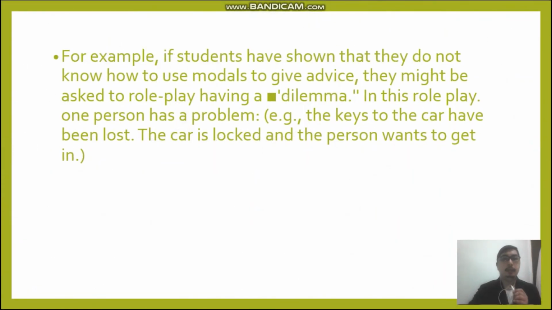For example, if students have shown that they do not know how to use modals to give advice, they might be asked to role play having a dilemma. There's somebody who's having a dilemma, like in this case, the keys to the car have been lost. The car is locked and the person wants to get in. So then the group members would be tasked to come up with advice using modals.